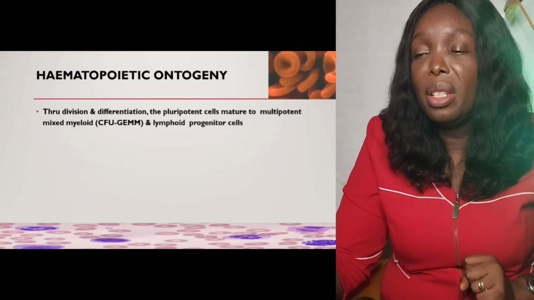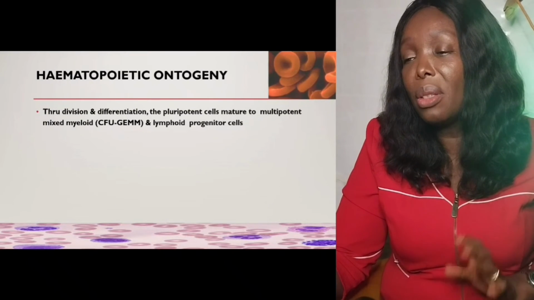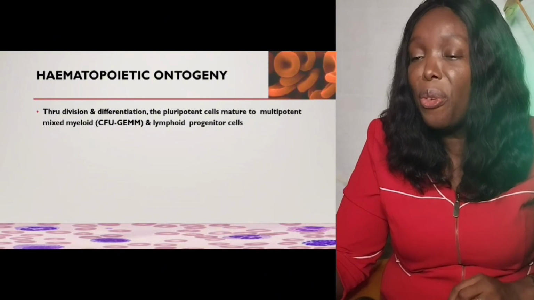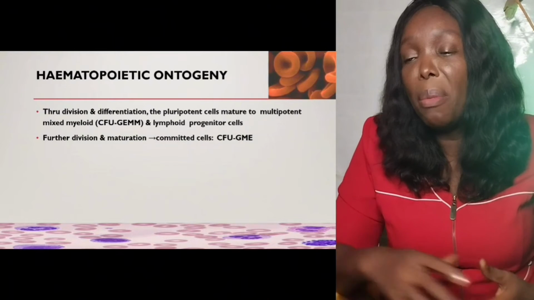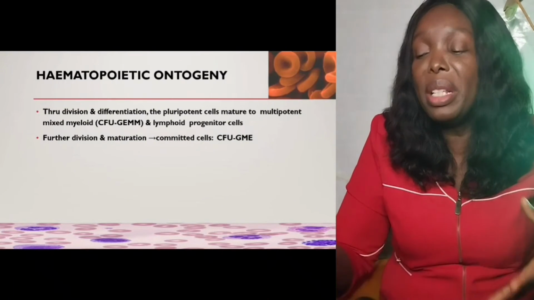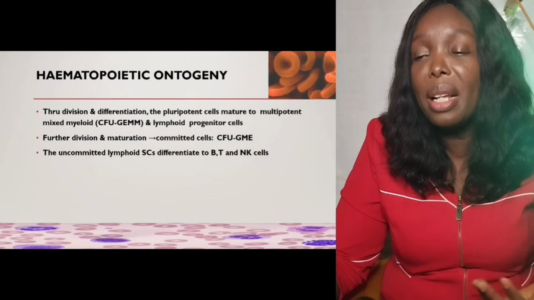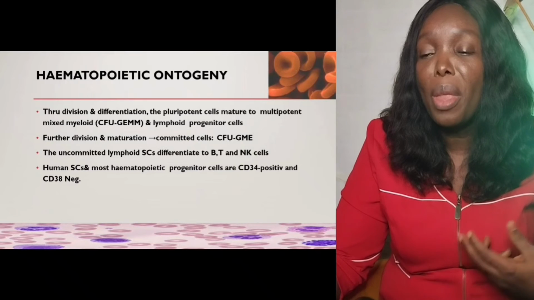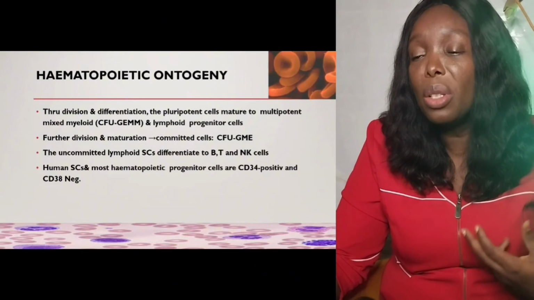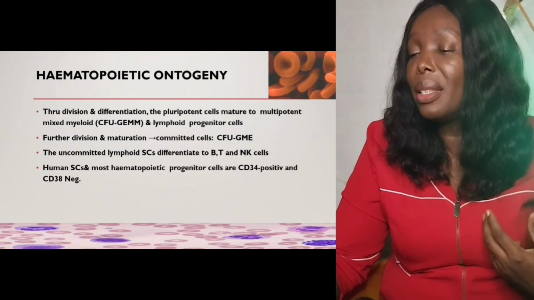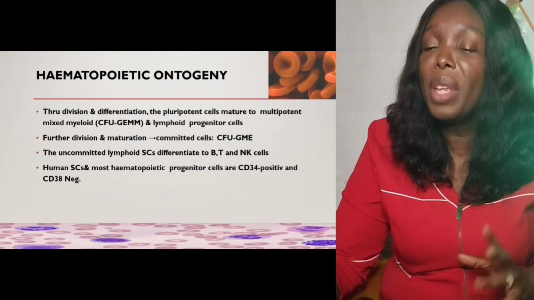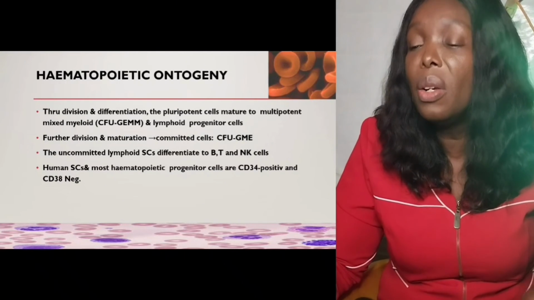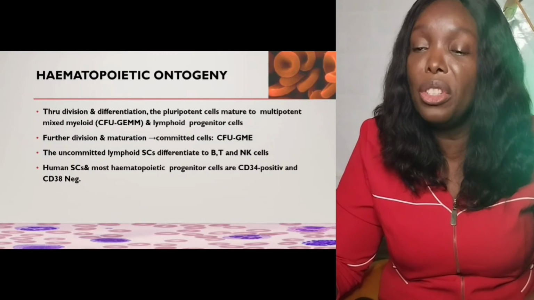Now, through division and differentiation, the pluripotent cells mature to multipotent mixed myeloid progenitor cells and lymphoid progenitor cells. Further division and maturation lead to these cells having committed cell lines, and the uncommitted lymphoid cells give rise to the B lymphocyte, the T lymphocyte, and the natural killer cells. The human stem cell and most hematopoietic progenitor cells are worthy to note as CD34 positive and CD38 negative. I want to play a particular clip now that will help you understand what I am explaining. Please watch the clip.